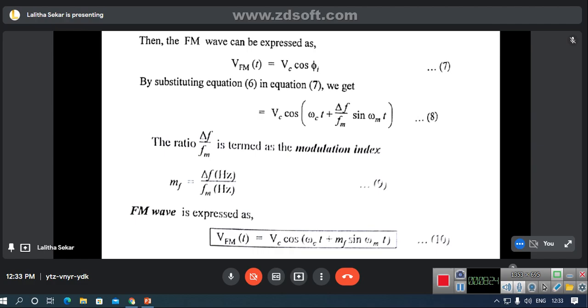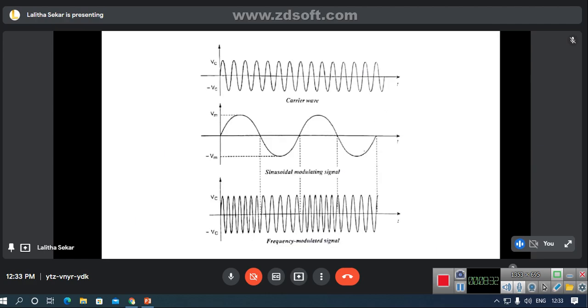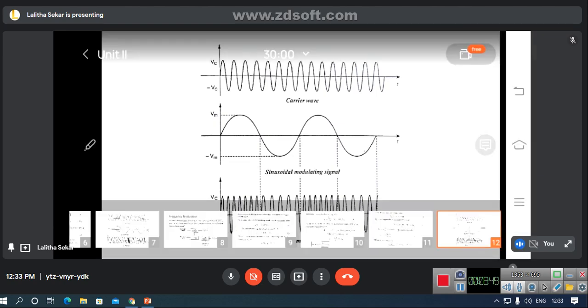Next one, this is the output of the frequency modulated signal. The first one is the carrier signal, the second one is the modulating signal. Comparing these two signals, we get the frequency modulated signal. Compared with the PM signal, this frequency modulated signal varies with reference to the phase modulation.